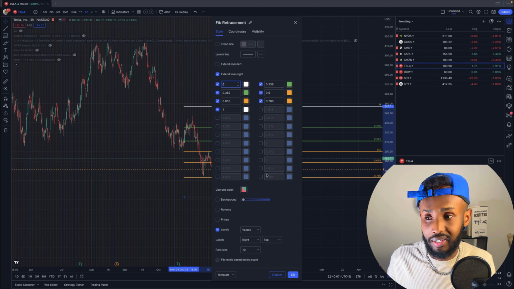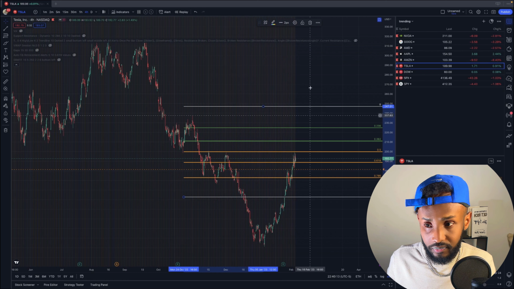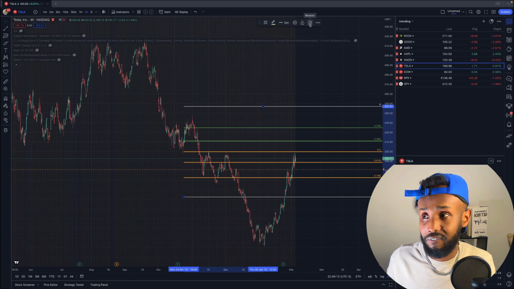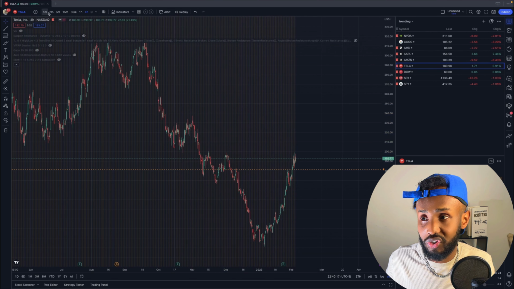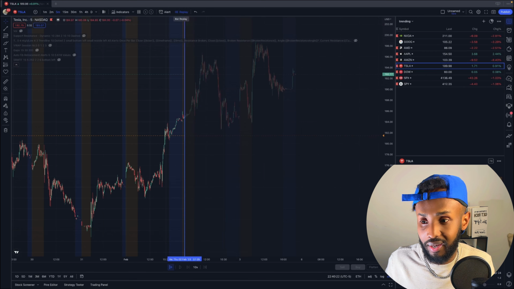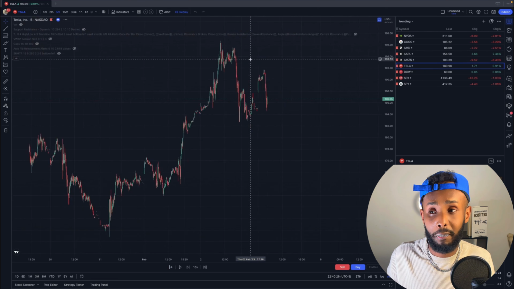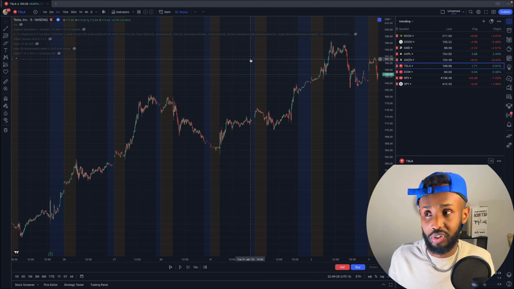And I just like to keep the levels on the right side so we can see them. Now, let's just delete this. Okay, so the first thing that I'm going to do actually is go to replay, and I'm going to go to 9 o'clock in the morning, because this is around the time that I'll be opening up my charts and looking for opportunities.